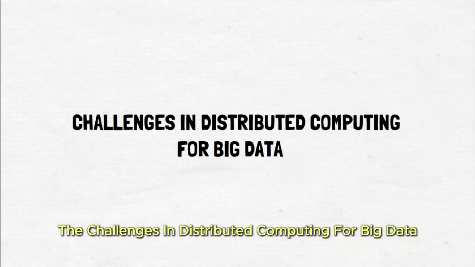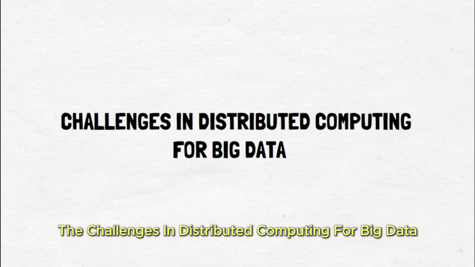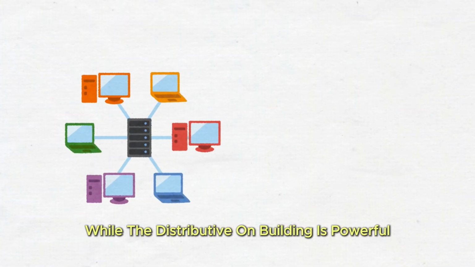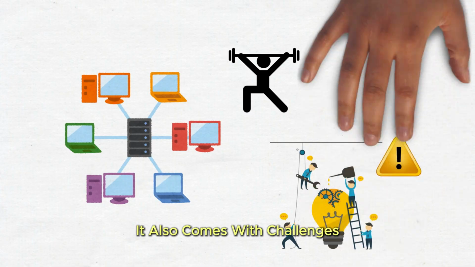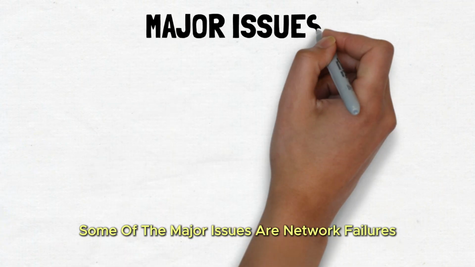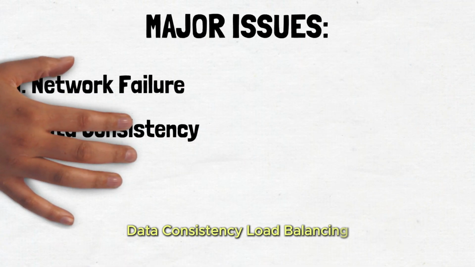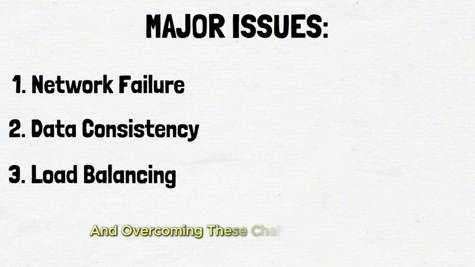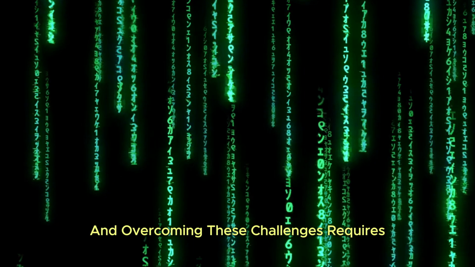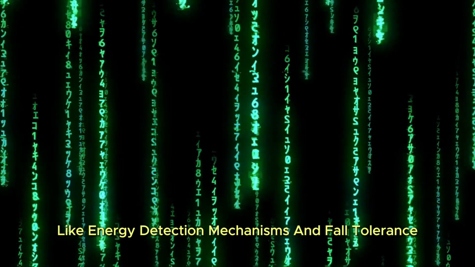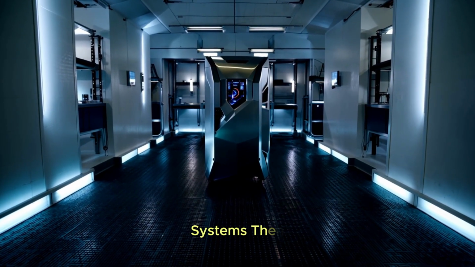Then the challenges in distributed computing for big data. While distributed computing is powerful, it also comes with challenges. Some of the major issues are network failures, data consistency, and load balancing. Overcoming these challenges requires advanced algorithms, like error detection mechanisms and fault-tolerant systems.